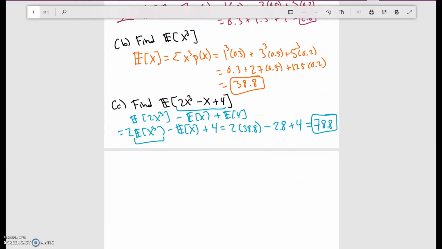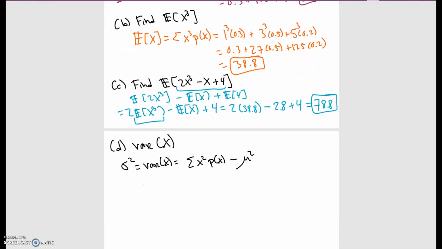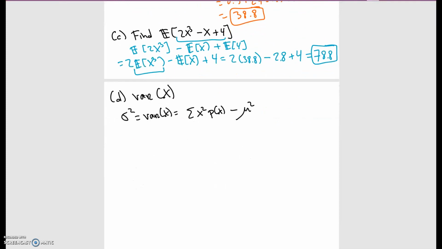Now let's say for part D, I wanted to figure out what the variance is. So what is the variance of x of this probability distribution? Well, the variance, which is sigma squared, is equal to the sum of x squared times p of x, minus mu squared. So that's the formula.